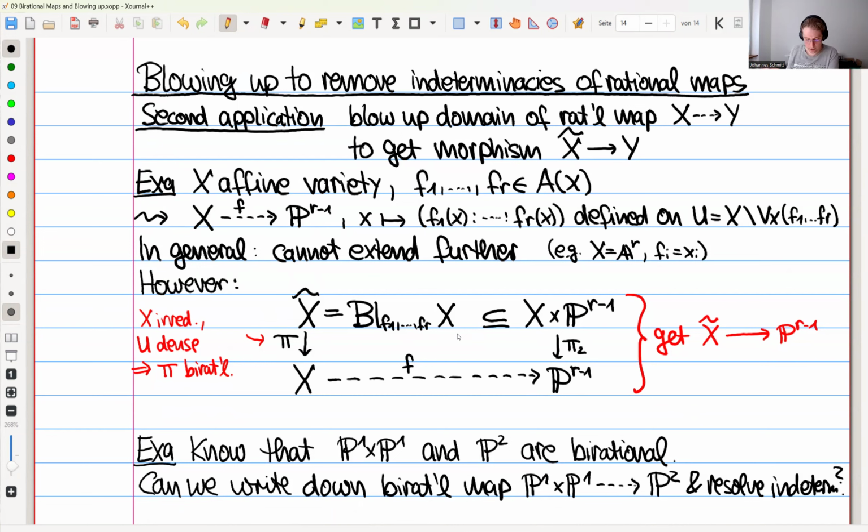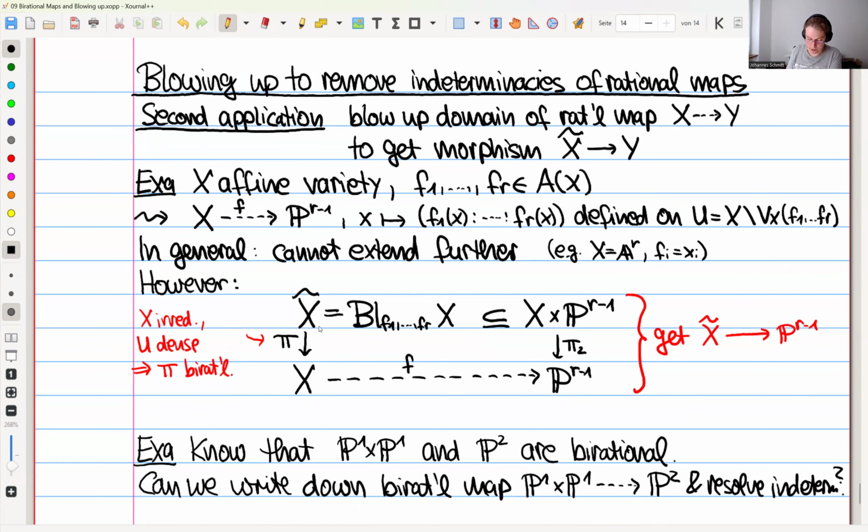And then, from the blowup, which sits inside there, we can just take the projection to the second factor and get back to P^(r-1). So we do get a map from the blowup to P^(r-1). And then we just observe that, let's say for simplicity, if X was irreducible, then U is a dense open subset, and this blowup is a birational map.